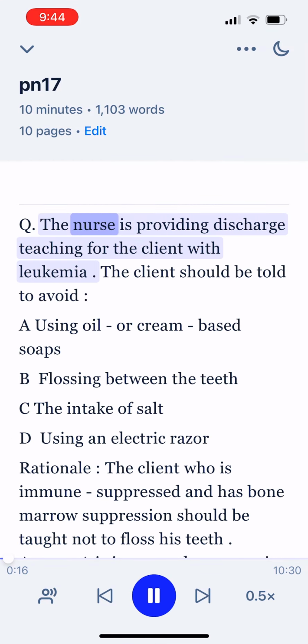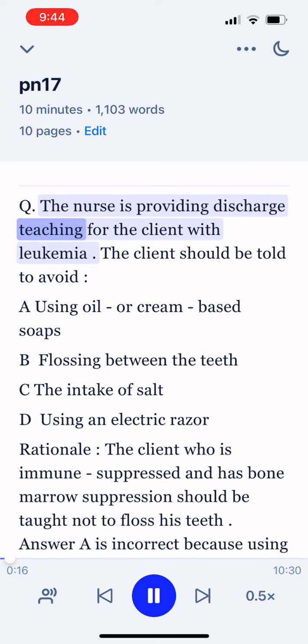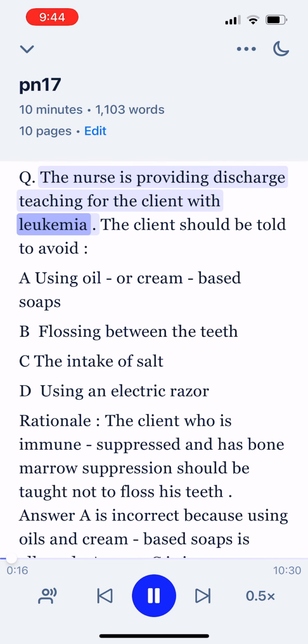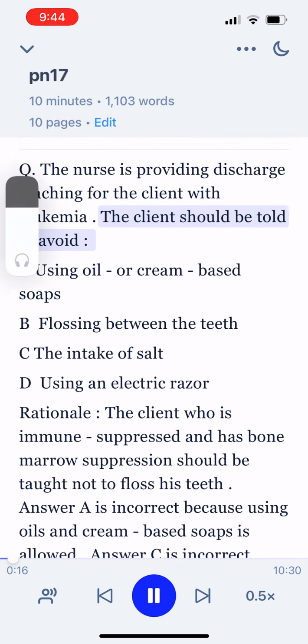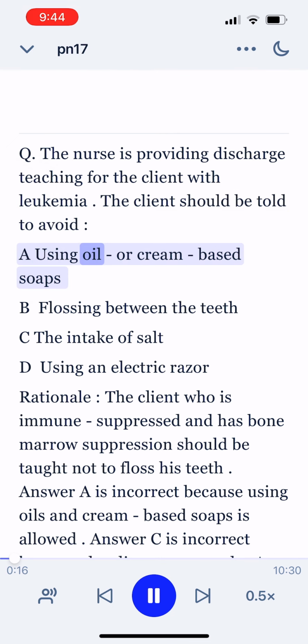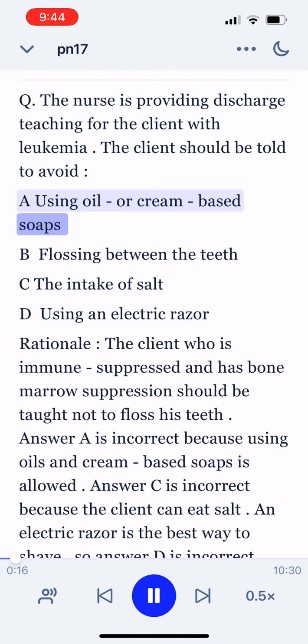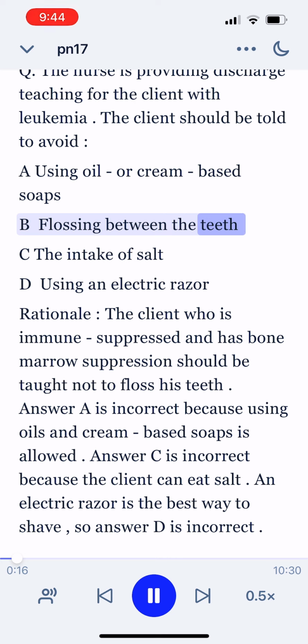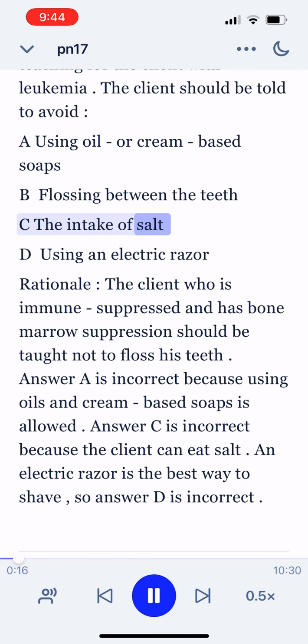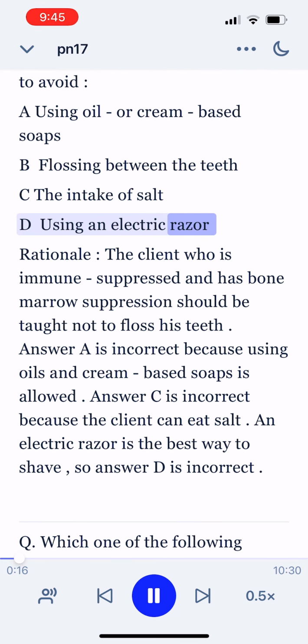PN17. Q. The nurse is providing discharge teaching for the client with leukemia. The client should be told to avoid: A. Using oil or cream-based soaps. B. Flossing between the teeth. C. The intake of salt. D. Using an electric razor.